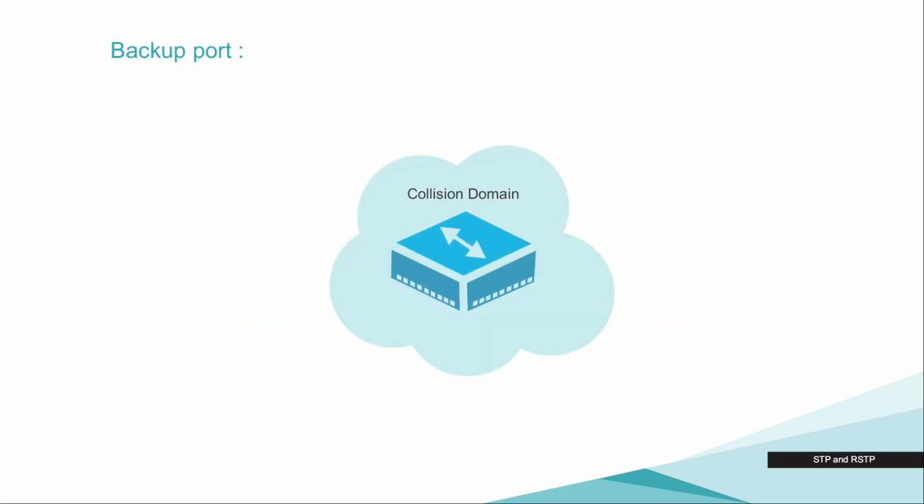The next new port role in RSTP is the backup port. Backup port works only with a device in the same collision domain, which is a hub. So a hub creates one collision domain in our network. We don't have to worry about collision domains, but the backup port can replace the designated port in case we have a hub in our network.